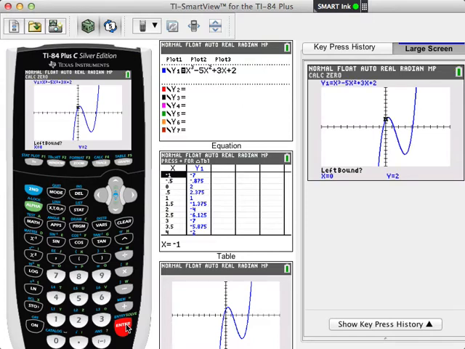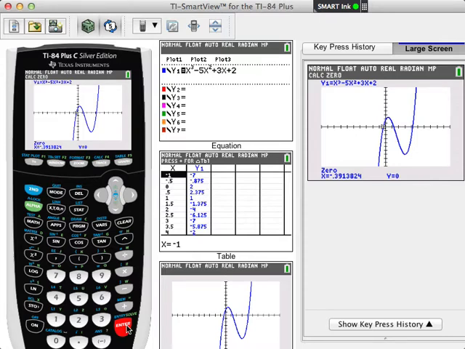Okay. And now it says left bound. So if I want to find this zero right here, I need to be located to the left of that point. So anywhere down here would be left bound. So I'm going to move the little thing that's flashing to the left, and then I'm going to move it to the right. Enter, and then it says guess. You can try and move it closer, or you can just hit enter. And it actually tells me my zero is negative 0.391. Okay, so that is my actual zero.